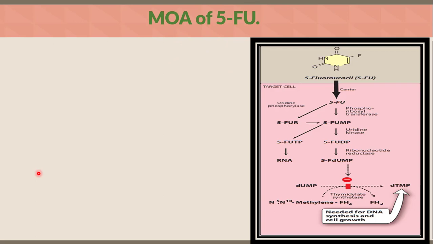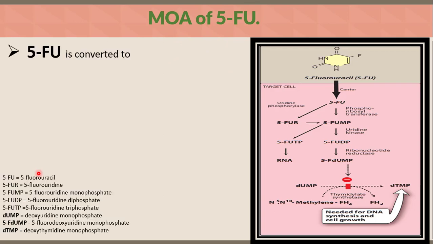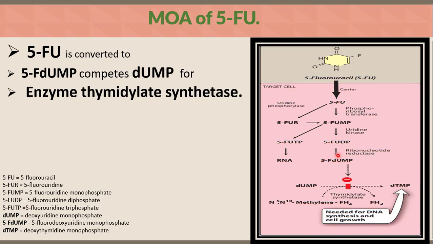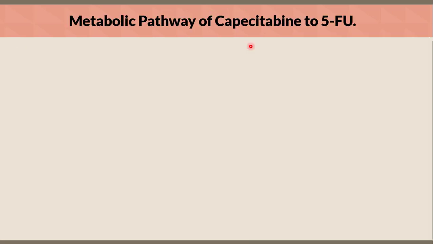Mechanism of action of 5-fluorouracil. 5-fluorouracil, as you can see, enters the target cell and is converted inside the cell to 5-fluorodeoxyuridine monophosphate, which competes with deoxyuridine monophosphate for the enzyme thymidylate synthase. As a result, deoxythymidine monophosphate formation is inhibited. The dTMP is needed for DNA synthesis and cell growth.